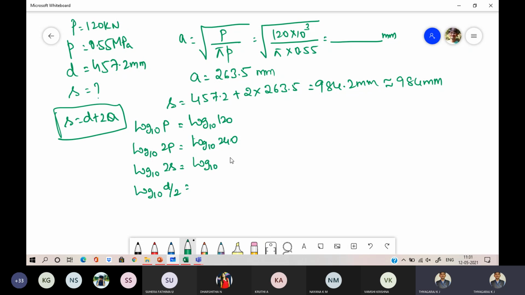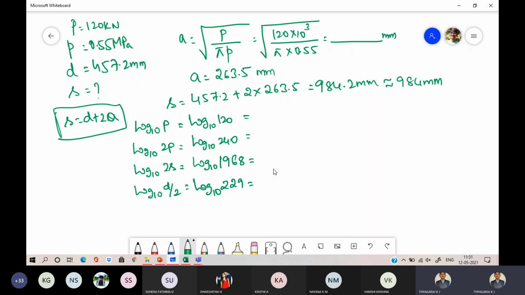Into 2. It is 1968. Log D by 2, 457.2 divided by 2. So log 10, 229 will consider. So calculate.